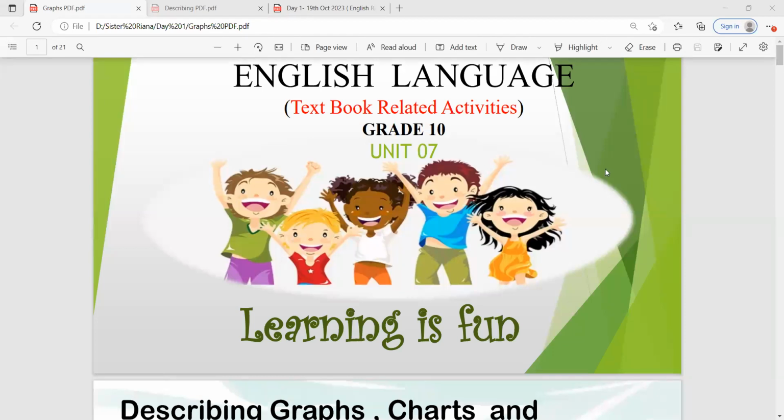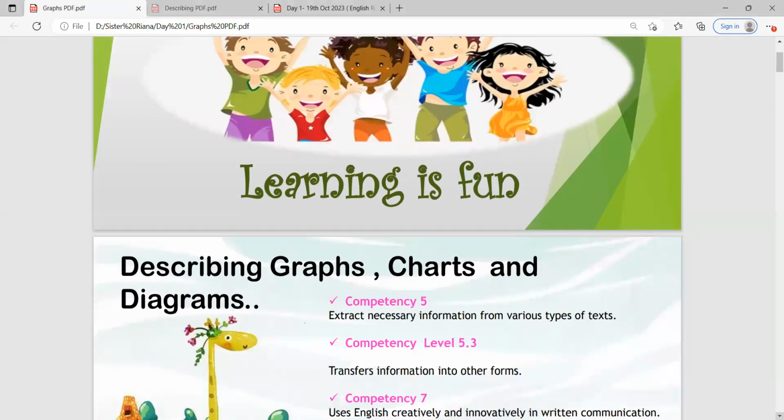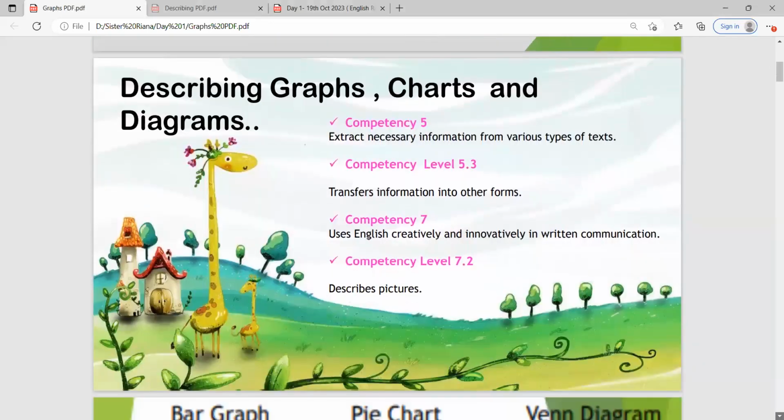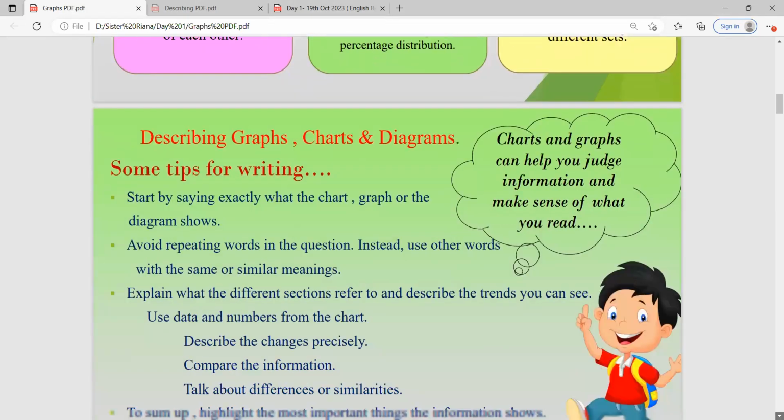Hi everyone. Today we are going to learn about this. According to your English paper, you will get a question to describe a graph, or to describe charts or diagrams, right? So for that, we are first going to identify how to describe these types of things. After that, I will give you some questions where you can do it alone, right? So I will explain by taking one example, right?